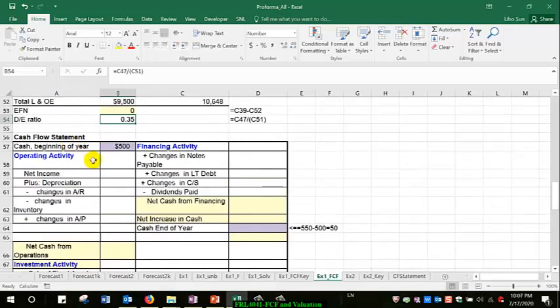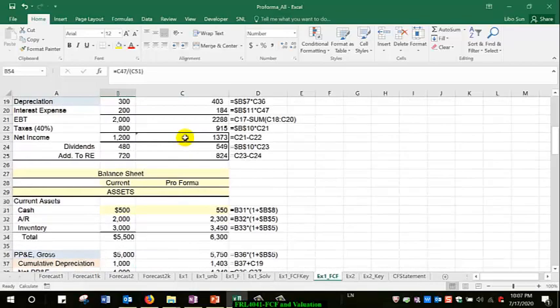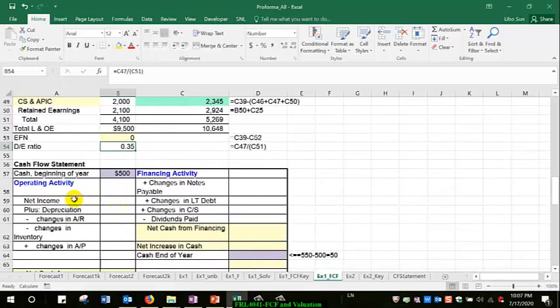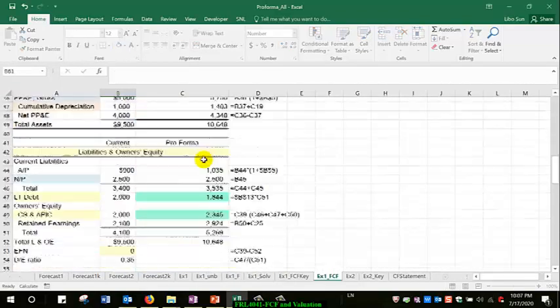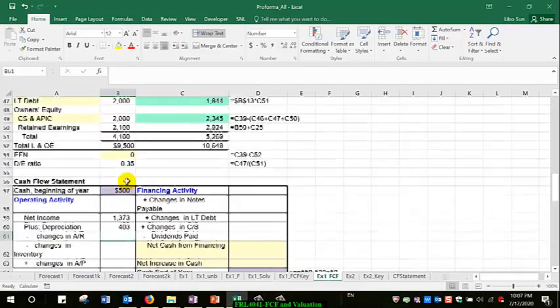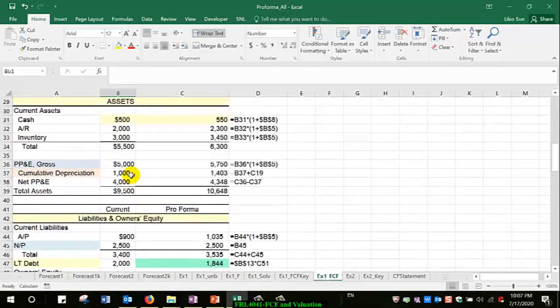So let me demonstrate how to prepare a cash flow statement for the first year, the pro forma first year. Okay. Let's start with the operating activity. Net income, then add depreciation. After that, we want to look at all the possible changes in current assets and current liabilities. Basically, they are net working capital. So we will exclude cash from current assets. We will also exclude notes payable, as this is a short-term financing activity.